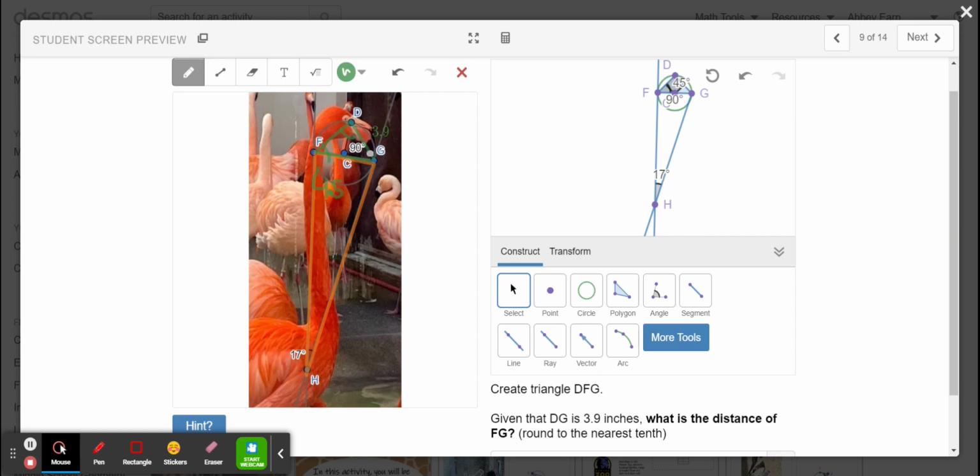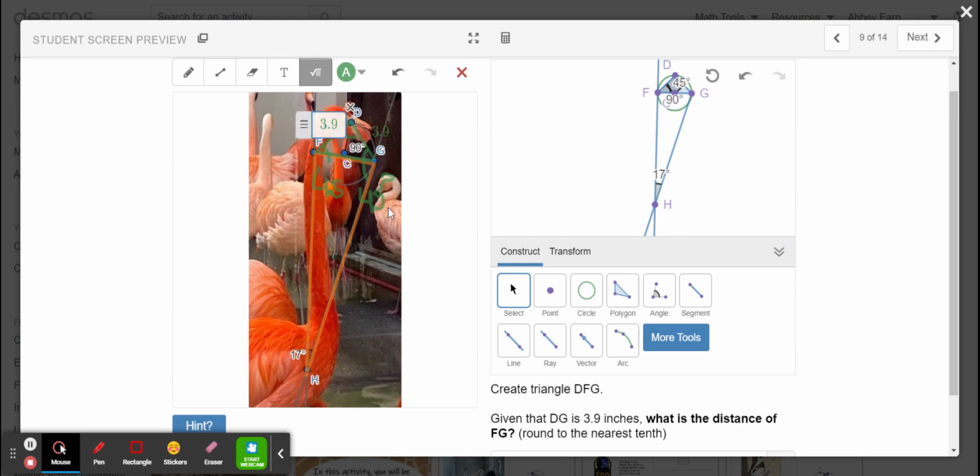And by what we know about triangles, that also means the angle FGD is also 45 degrees. So then we know we can use, since we know this is a right triangle and that both of the acute angles within our triangle are the same, then we know that the side FD is also 3.9 inches.